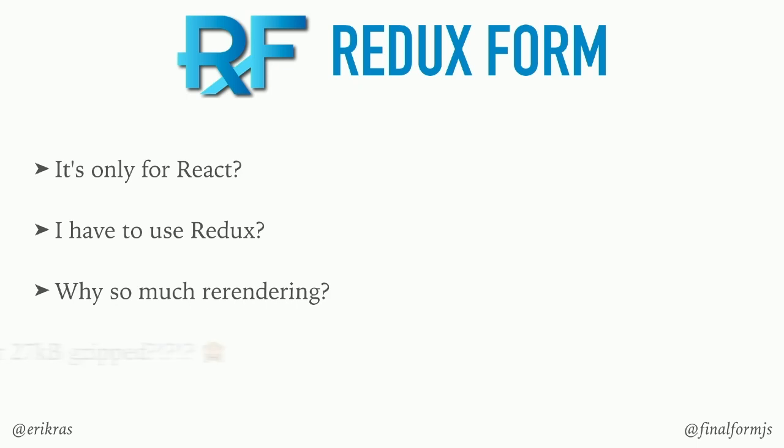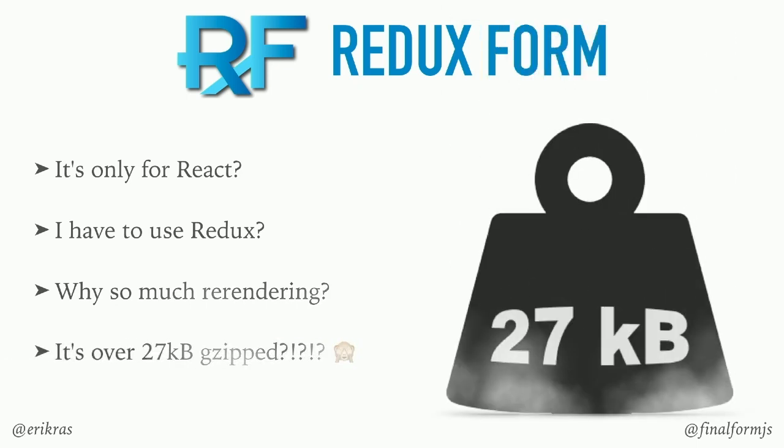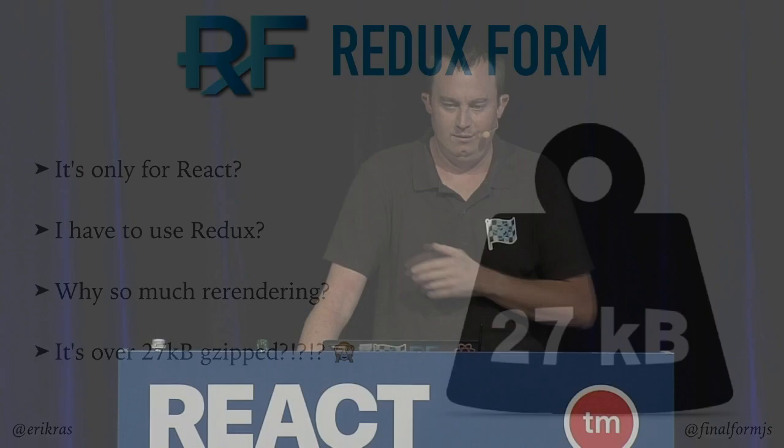And the big one, literally, is it's a big library. 27K gzipped is a large thing to add to your bundle, especially if you just need a small little form where you don't need to download all of the complex logic for building these edge case dynamic field arrays and stuff like that. You shouldn't need to incorporate all of that if you just want to do a simple thing.